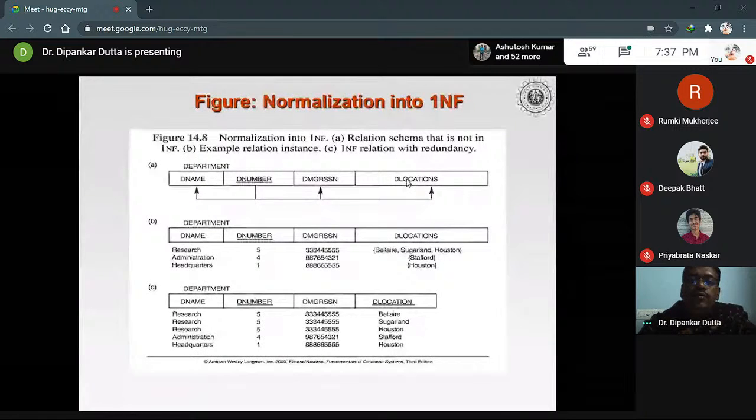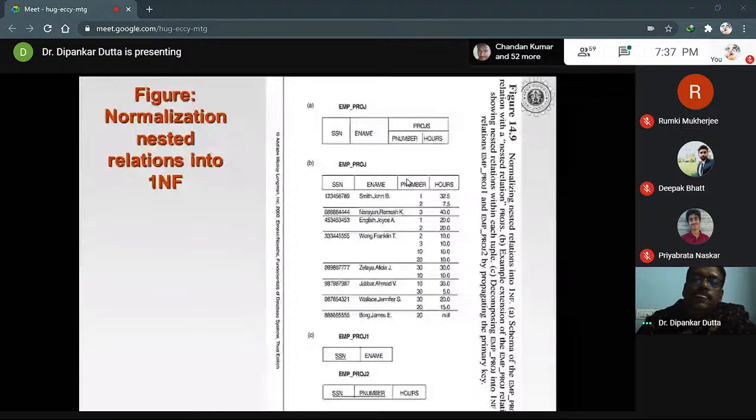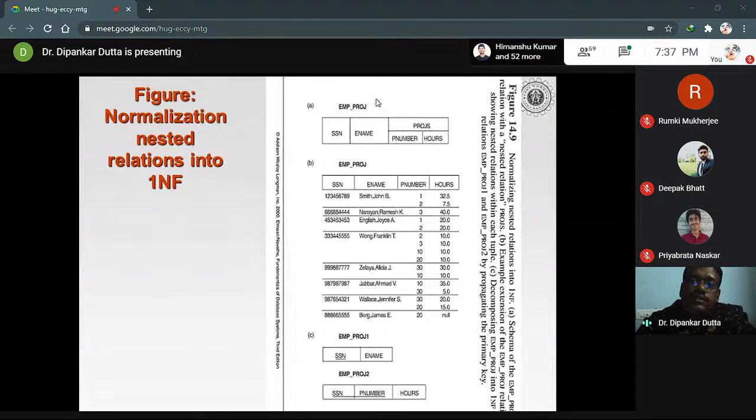Okay, so another example. See, employee project: SSN, ename, project P number, hours. Okay, so see here.